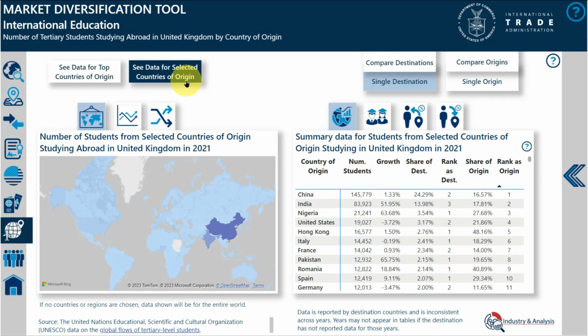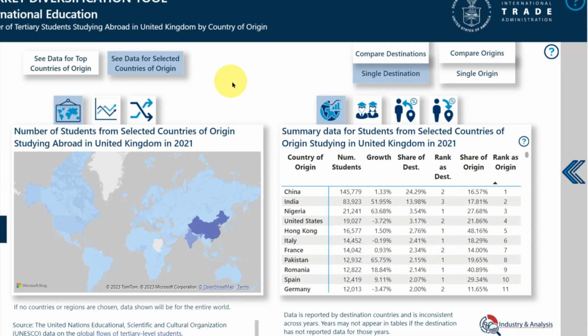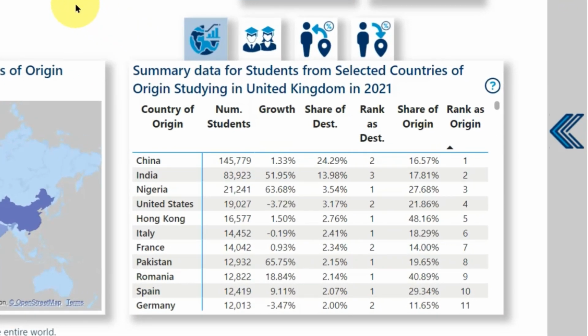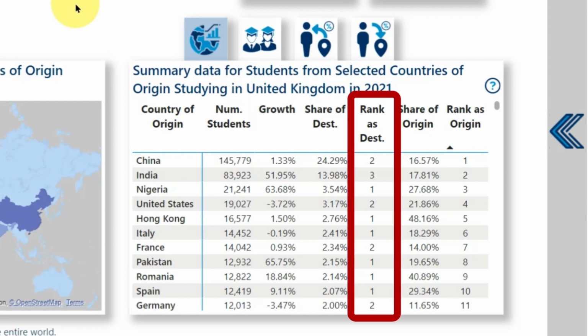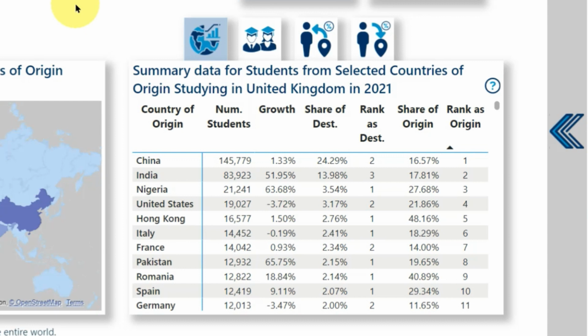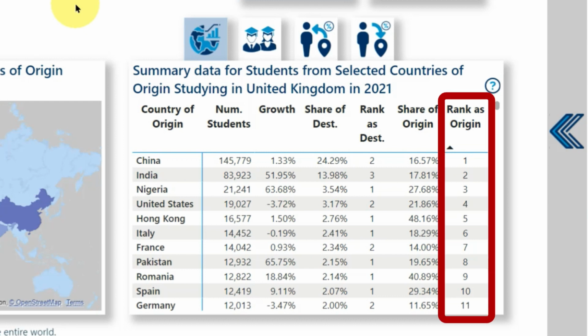On the single destination page, you can choose to see data for the countries of origin you've selected. This will show you where the destination country ranks as a destination for students from each country of origin. This is the rank as destination. And where the country of origin ranks as a source of international students for the destination country. This is the rank as origin.